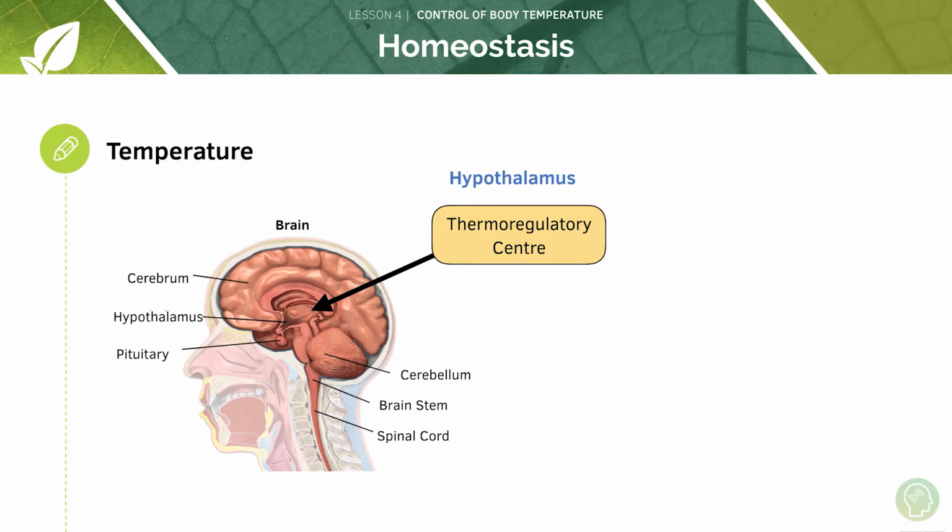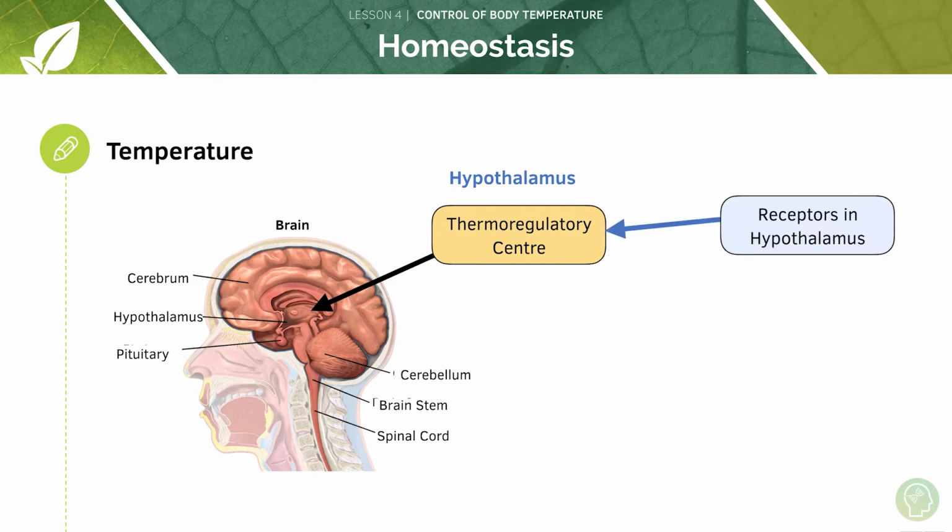So body temperature is monitored and controlled by the thermoregulatory centre in the brain, which is found round about here. And so the hypothalamus is what monitors body temperature. And a change in temperature is detected by the thermoregulatory centre in the hypothalamus. And this centre detects blood temperature in the brain using receptors and also gets feedback from receptors in the skin.